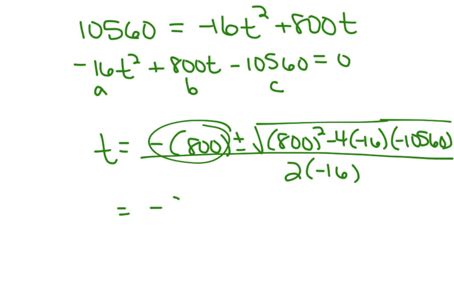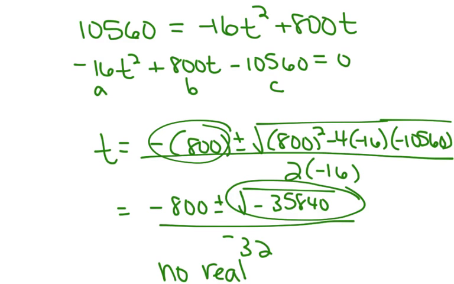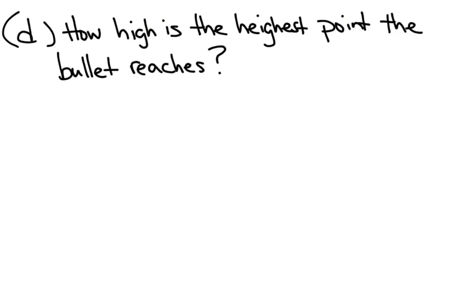And then I'm going to simplify this in parts. So I'm going to get negative 800 plus or minus the square root of negative 35,840 all over negative 32. Wait a second. Isn't that a negative under a square root sign? That means I have no real solution. That means that this bullet doesn't actually ever get to 10,560 feet when you shoot it into the air. In the projectile motion of this bullet, there is a maximum height that the ball will reach.